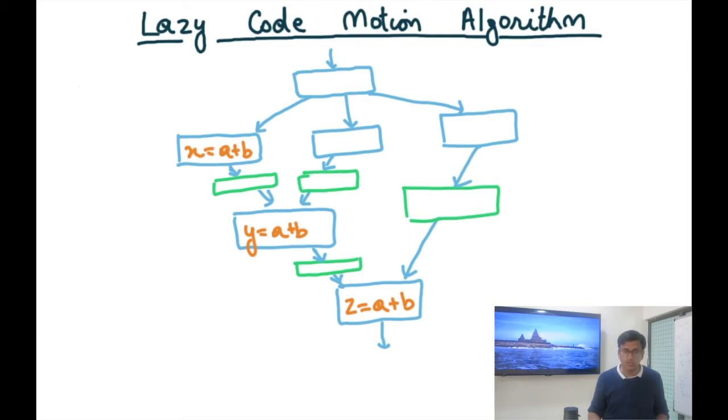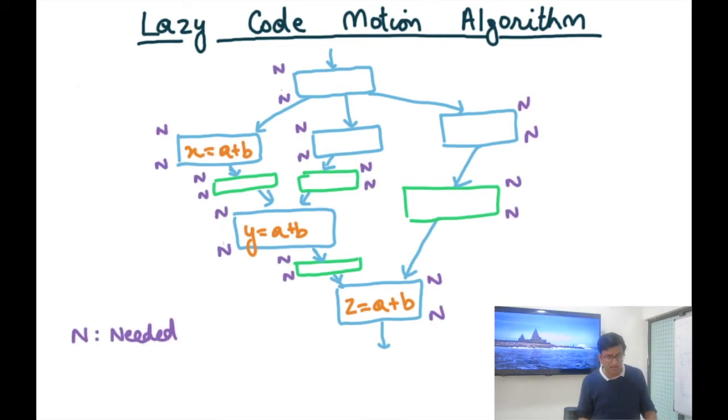Now the second step is to do needed. Based on our definition of needed, I claim that for all the program points in the program, a plus b is needed. Why do I say that? Because all the program paths, actually there are 3 such program paths, go through the last basic block where z is equal to a plus b. So a plus b is being computed on all the 3 program paths. So it is needed on all program paths, even at the beginning of the program. Even if I look here, it is needed on all outgoing paths, because it's needed on this path, this path, and this path.